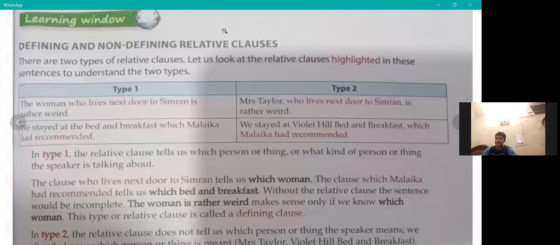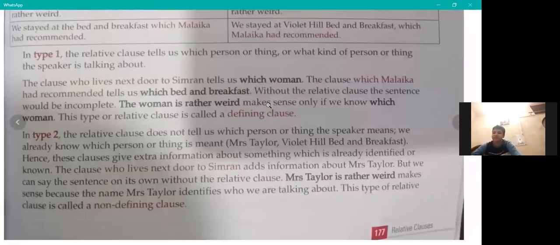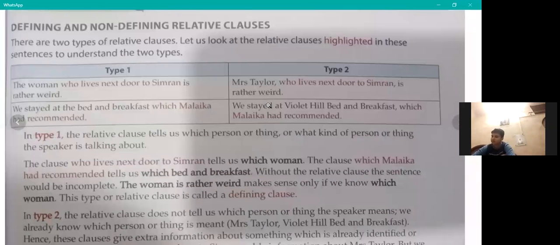So there are two types of relative clauses, defining and non-defining. Okay. So what we are going to learn in defining: the woman who lives next door to Simran is rather weird. They stayed at the bed and breakfast, which Malaika had recommended. So you can see example here.